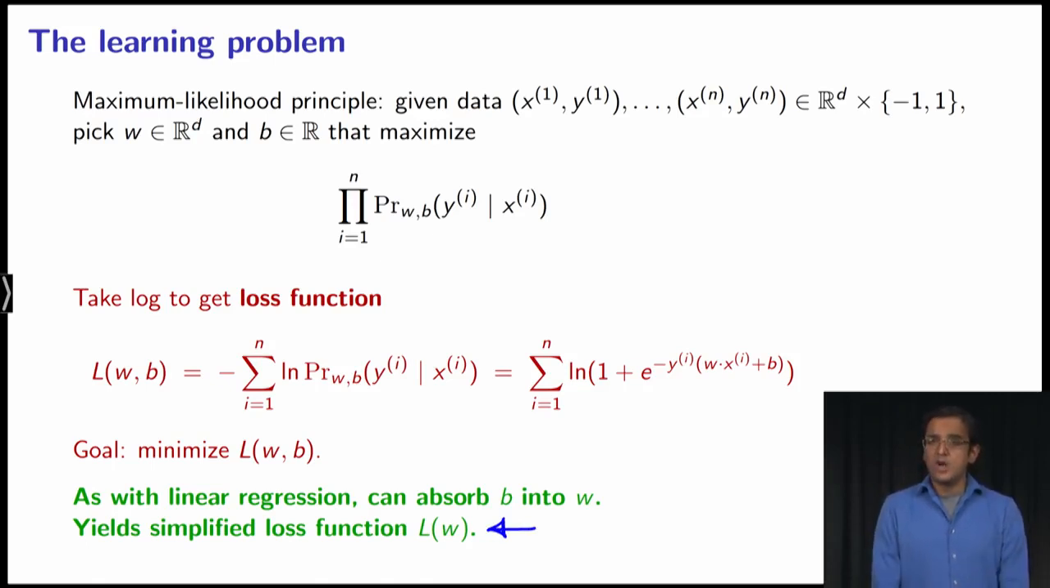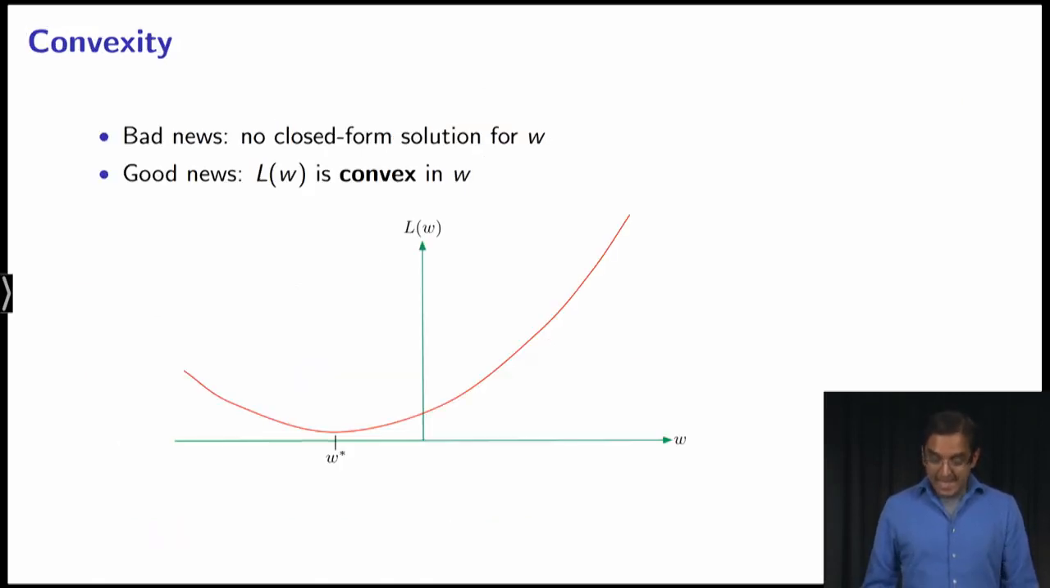But still, what is the optimal W? What is the solution? And there's good news and bad news. The bad news is that there's no closed form equation for W. When we were doing least squares regression, we had this nice formula, W equals something nice and simple. But that's rare. That almost never happens. And that does not happen in this case. Okay, so that's the bad news.